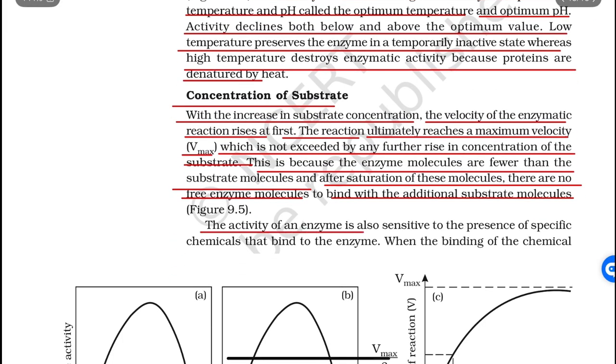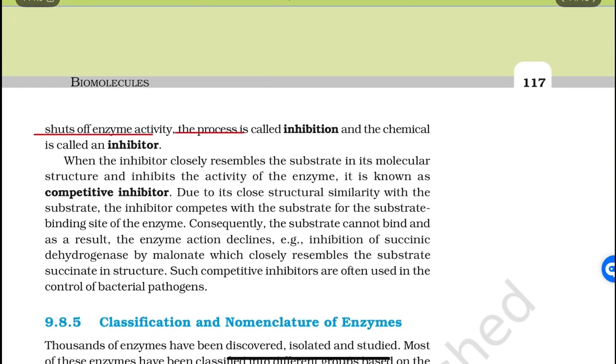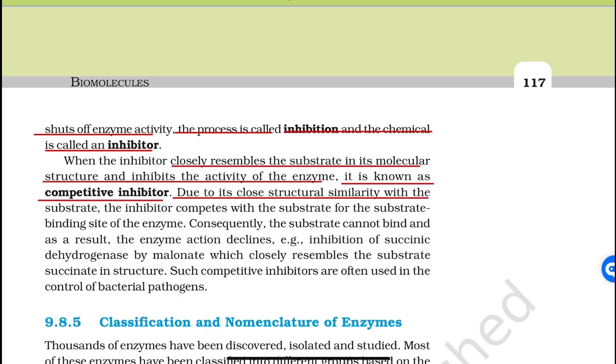The activity of an enzyme is also sensitive to the presence of a specific chemical that binds to the enzyme. When the binding of the chemical shuts off enzyme activity, the process is called inhibition and the chemical is called inhibitor. When the inhibitor closely resembles the substrate in its molecular structure and inhibits the activity of the enzyme, it is known as competitive inhibitor. Due to its close structural similarity with its substrate, the inhibitor competes with the substrate for the substrate binding site of enzyme. Consequently, the substrate cannot bind. As a result, the enzyme action declines.